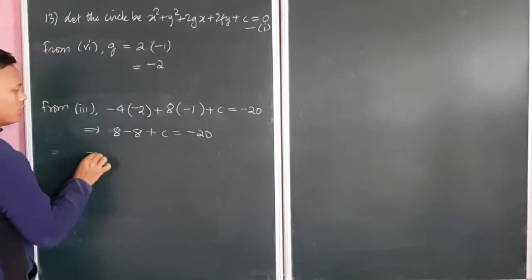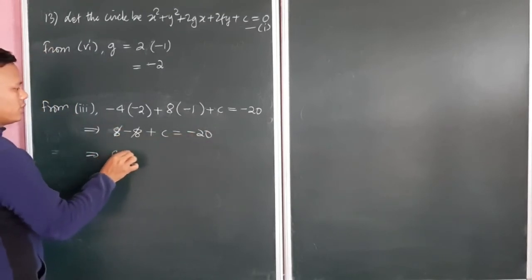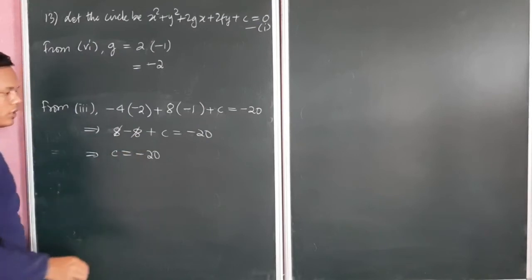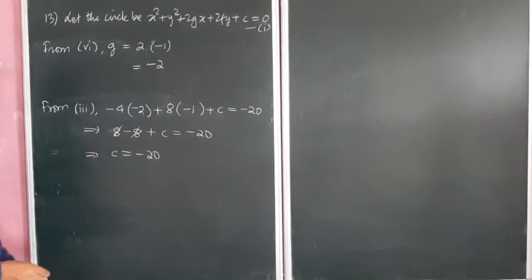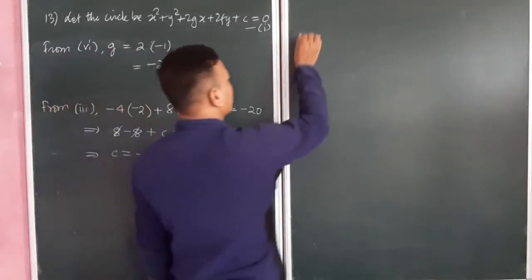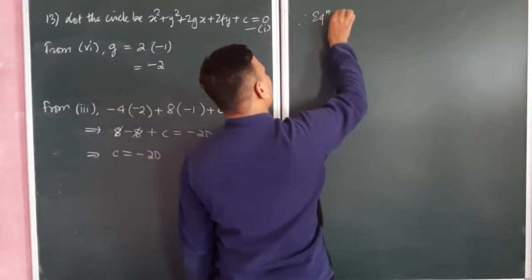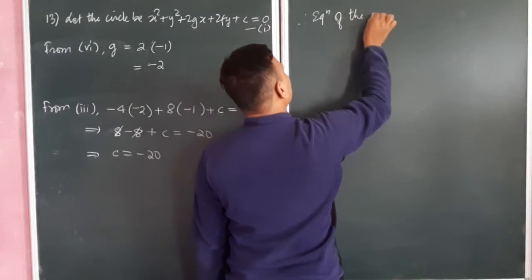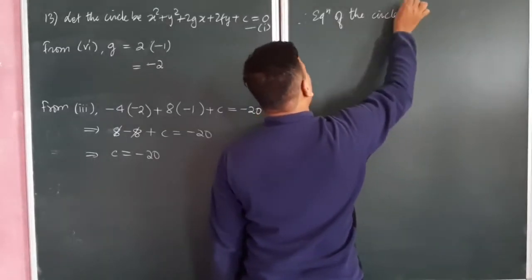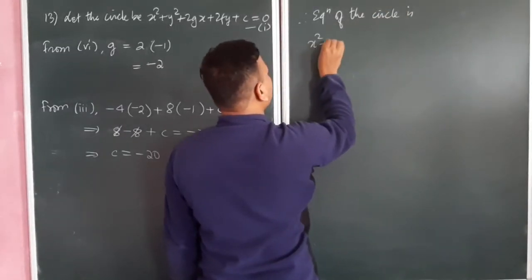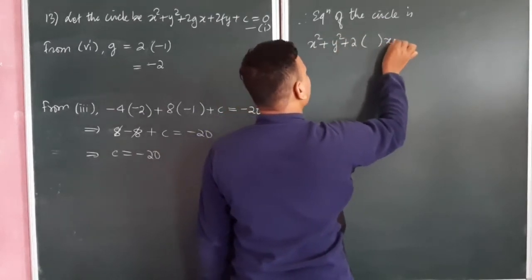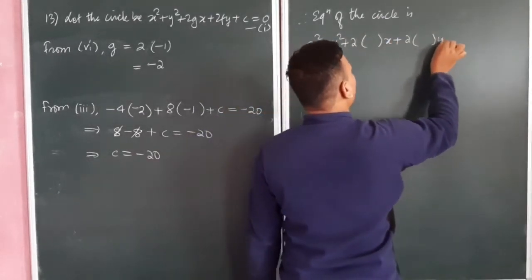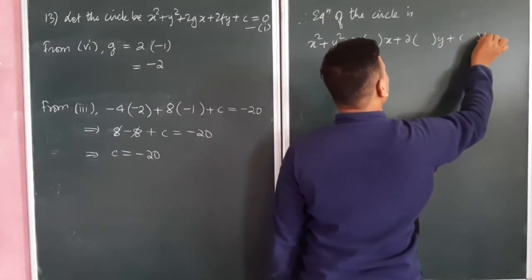So from here we see that these two get cancelled and c turns out to be minus 20. Okay, so we got the value of f, g and c. Therefore the equation of the circle is x square plus y square plus 2gx plus 2fy plus c equals to 0.